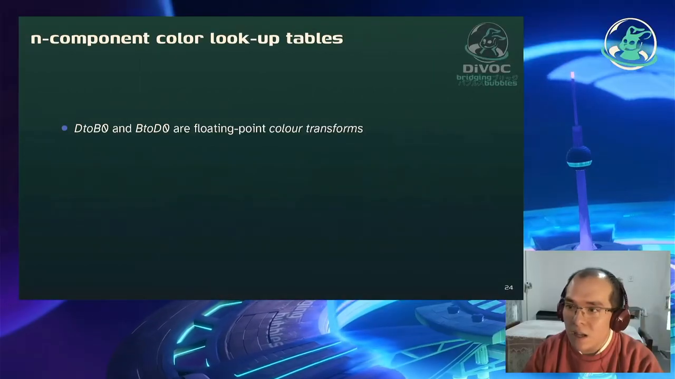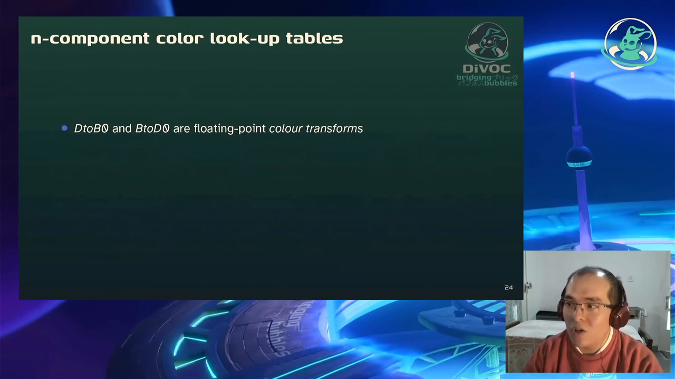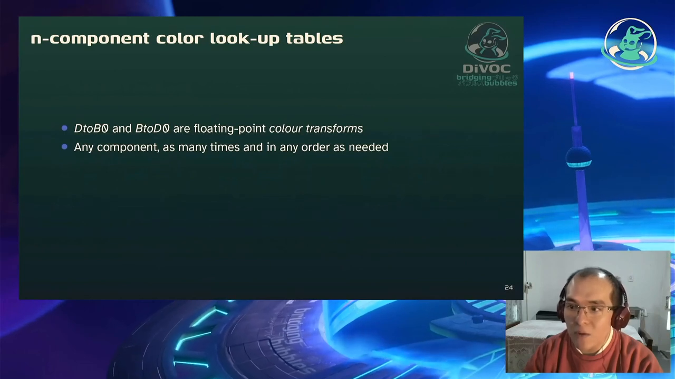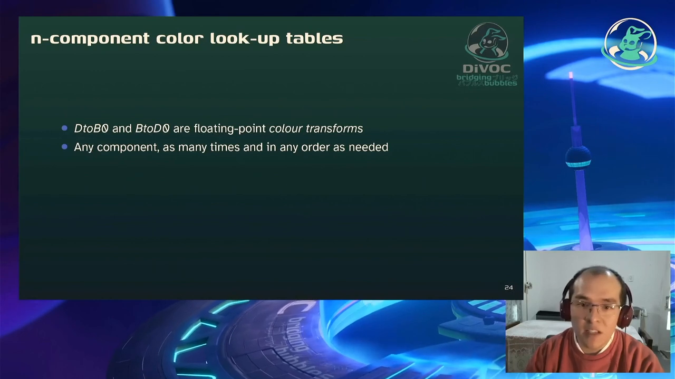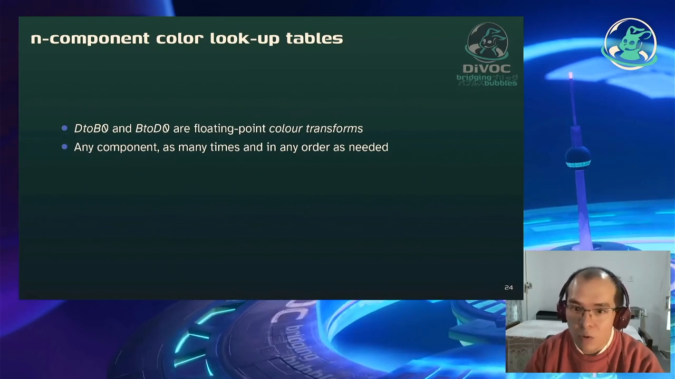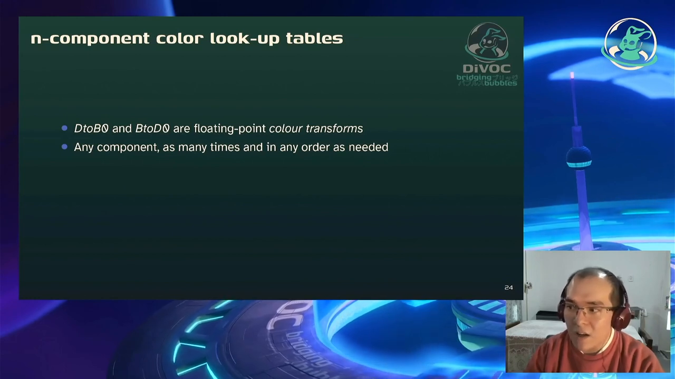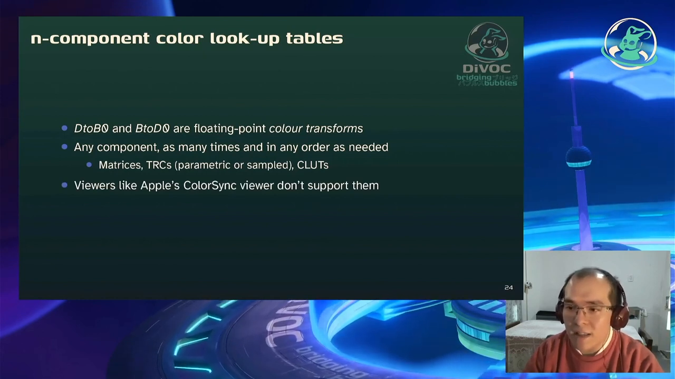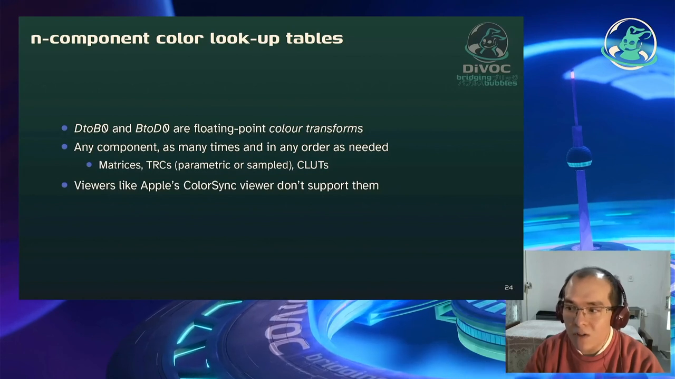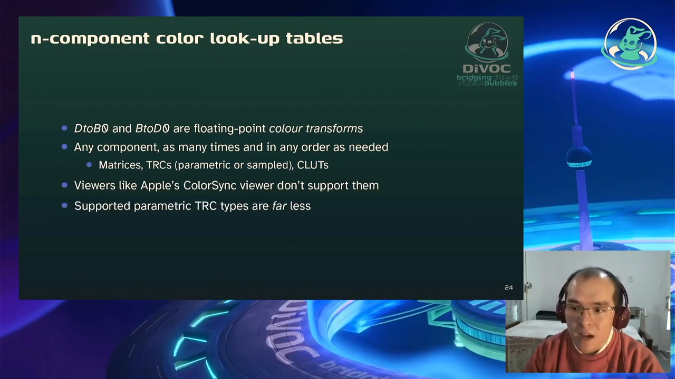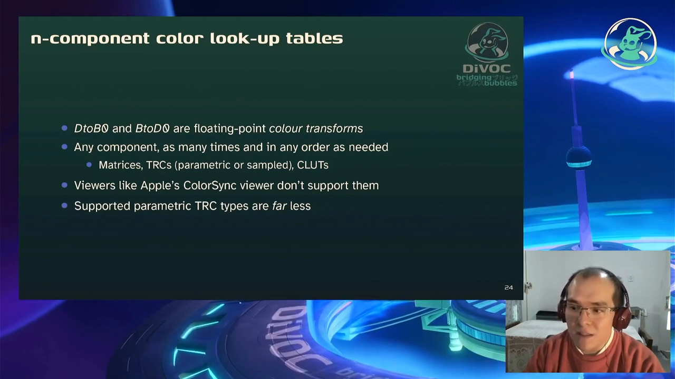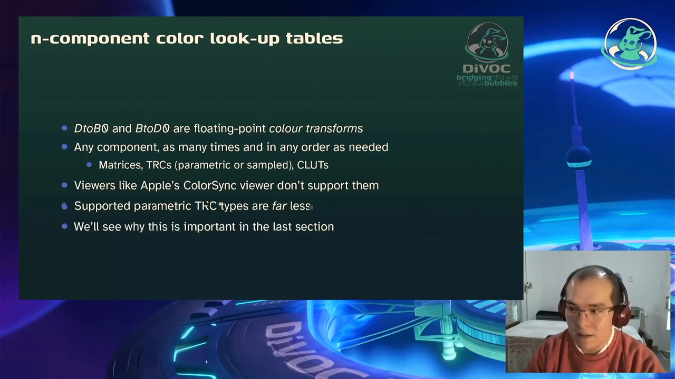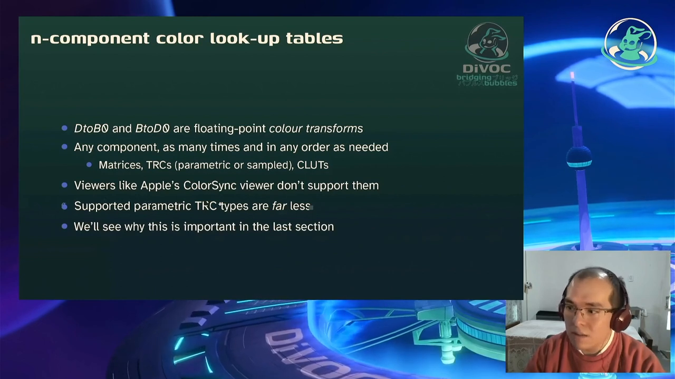Now, the alternative, which is D2B0 and B2D0, are floating point color transforms. The first difference that we'll find in the specification is that this transformation allows you to use any component that you want, be it a matrix, be it a tone response curve, be it a color lookup table, as many times and in any order as you wish. Second difference that you will find is that some viewers that you will be using, for instance, Apple's ColorSync Utility viewer, do not support them. And the third one, that will be affecting us the most, is that the supported parametric tone response curve types are by far fewer. We will see why this is important in the last section.